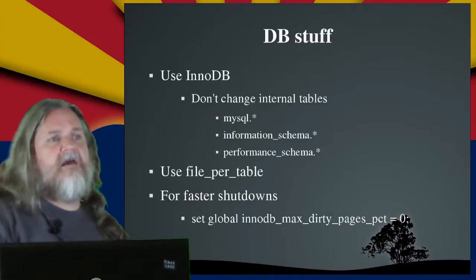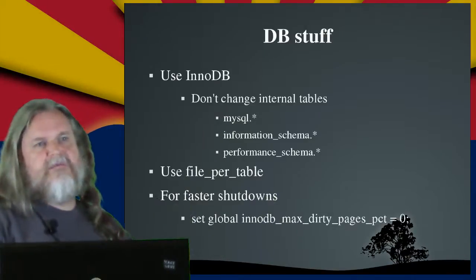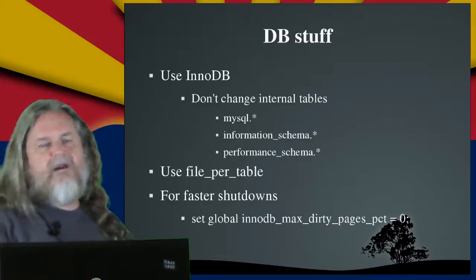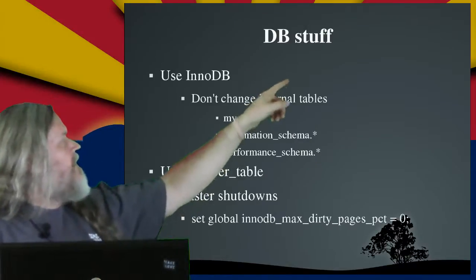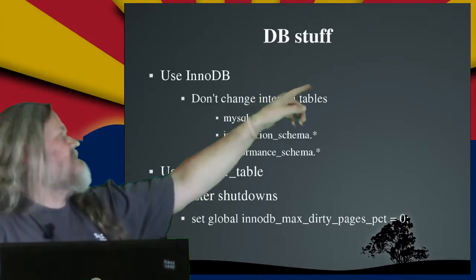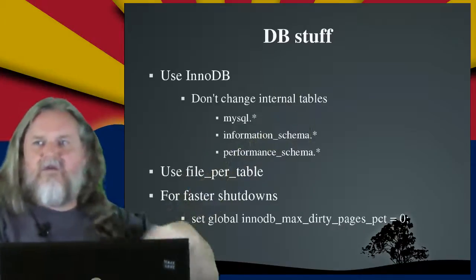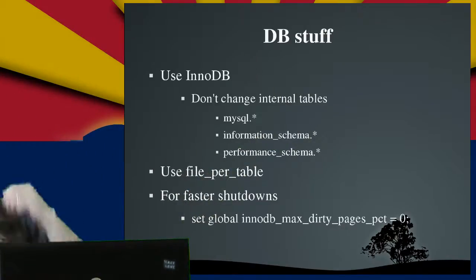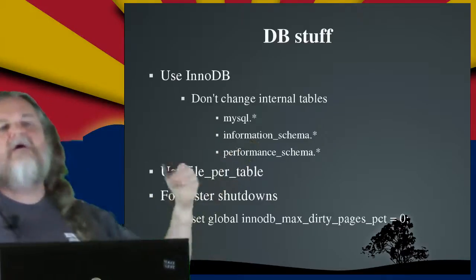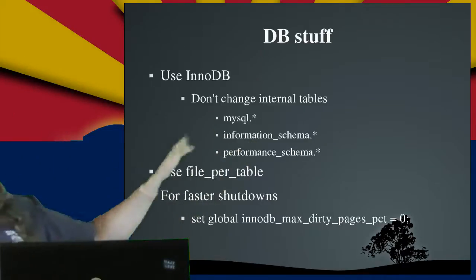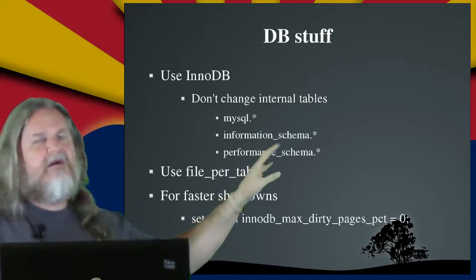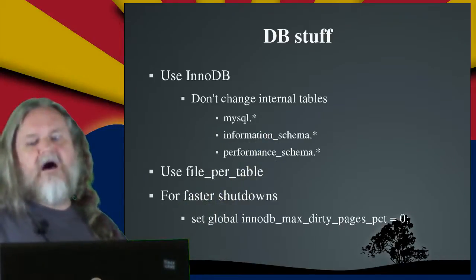And then for faster shutdown. So if you need to shut down the database in order to do some maintenance, if you need to restart it, set global innodb_max_dirty_pages_pct to zero. Give it a little while. And basically what that's doing is saying, write things to disk as fast as you can. You're not going to get it all the way down to zero, but search for that for more hints on how to use it. But that helps a lot.